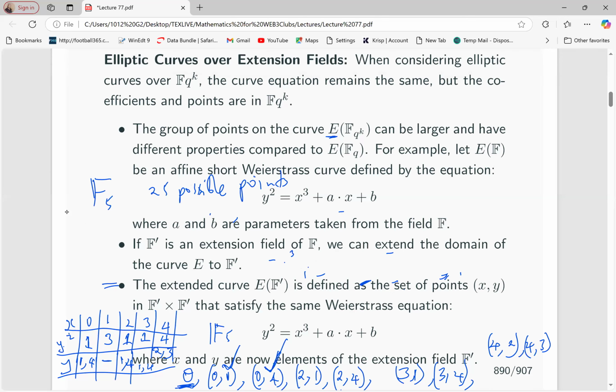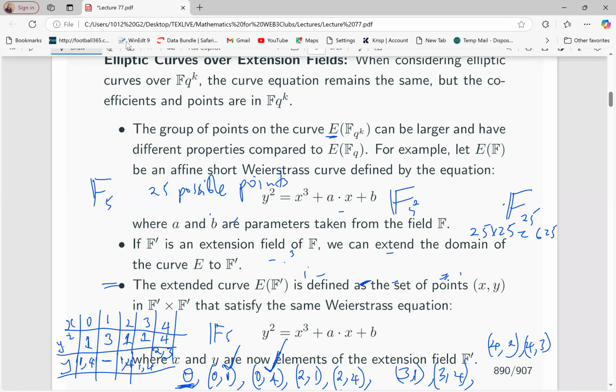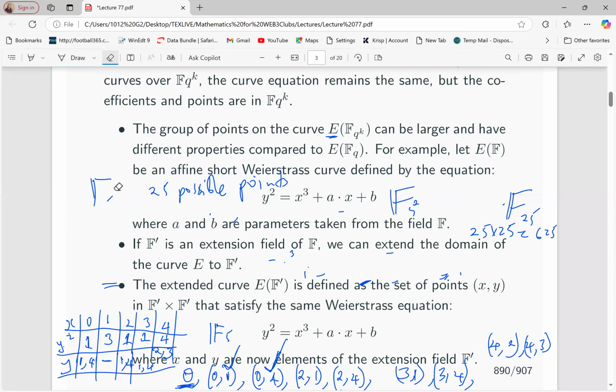But if you have F5 raised to 2, this is the same as F25. So that means you have 25 times 25 points to test, which is 625. And those are so many points. You cannot test all of them. So that is why I said for this case, it will be easier for us to use the code instead of testing all the points.